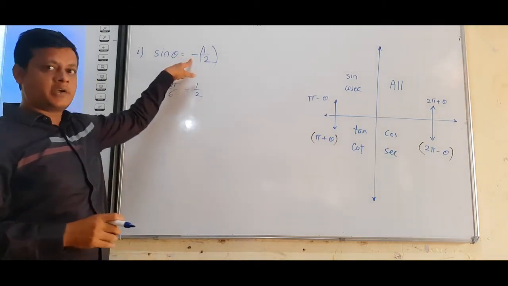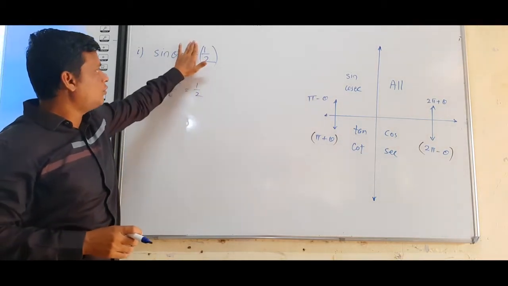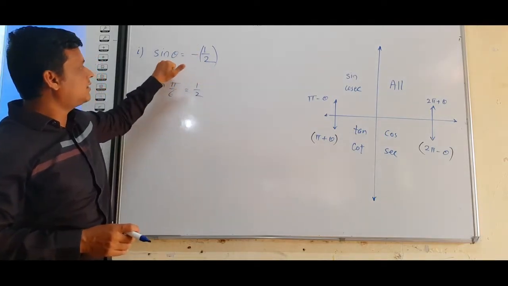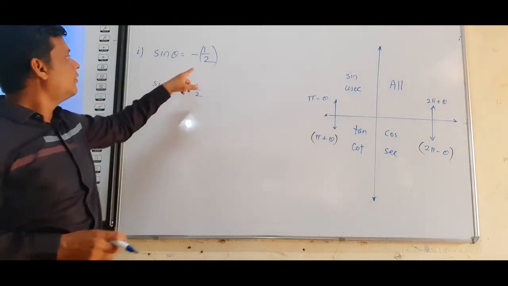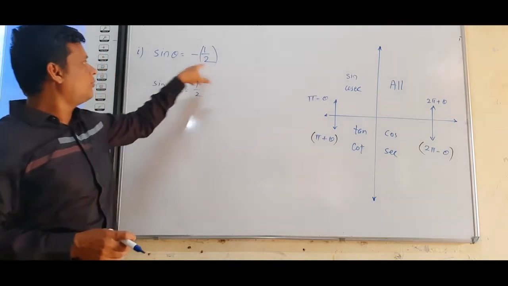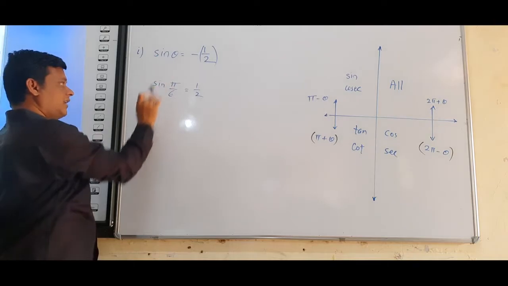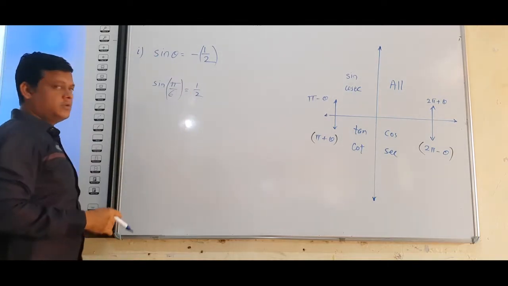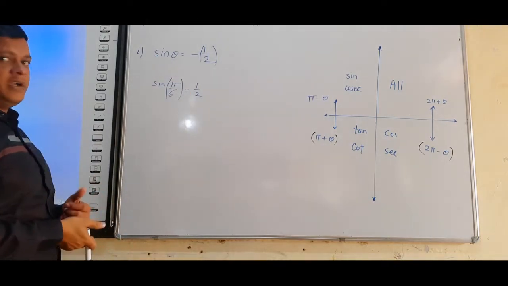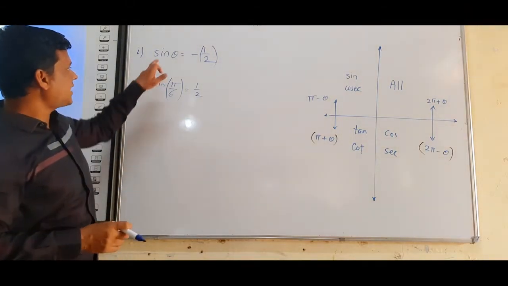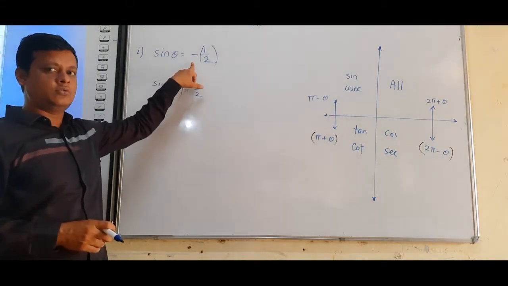First we have to neglect this sign. We have to calculate for which angle we get the value of 1 by 2 for the sine ratio. So we first find from the table sin pi by 6 equals 1 by 2. Now we have to find the value for sin theta equals minus 1 by 2.